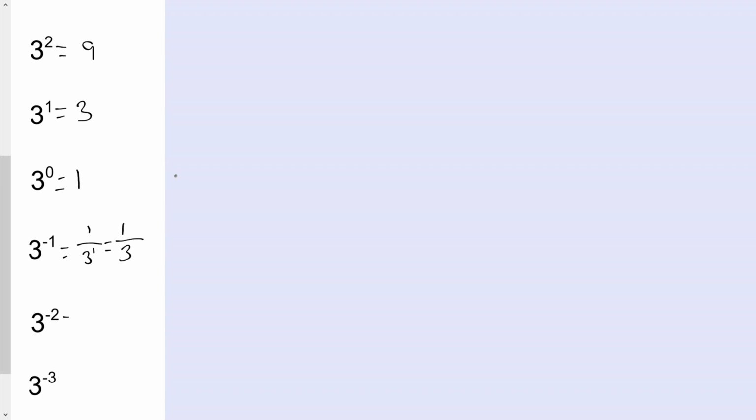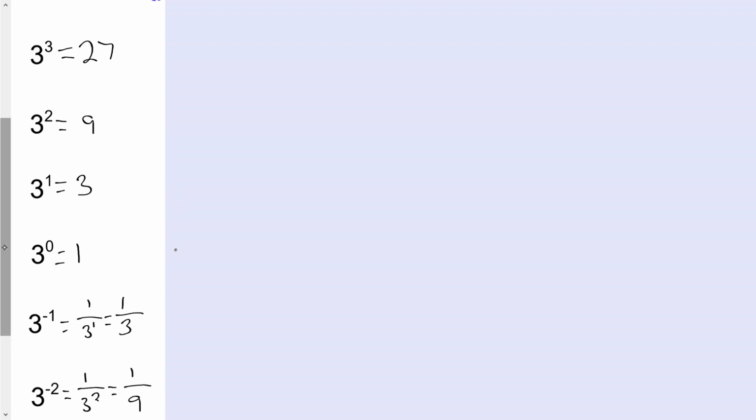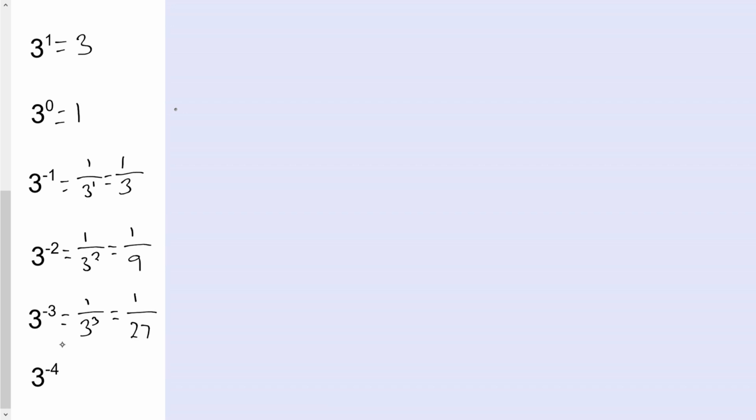So 3 to the negative 1st power must be 1 over 3 to the 1st power. Well, 3 to the 1st power is right here. That's just 3. This is 1 over 3 to the 2nd power, so 1 over 9. This should be 1 over 3 to the 3rd power. 3 to the 3rd power was 27, so 1 over 27. And lastly, this is going to be 1 over 3 to the 4th power, which is 1 over 81.